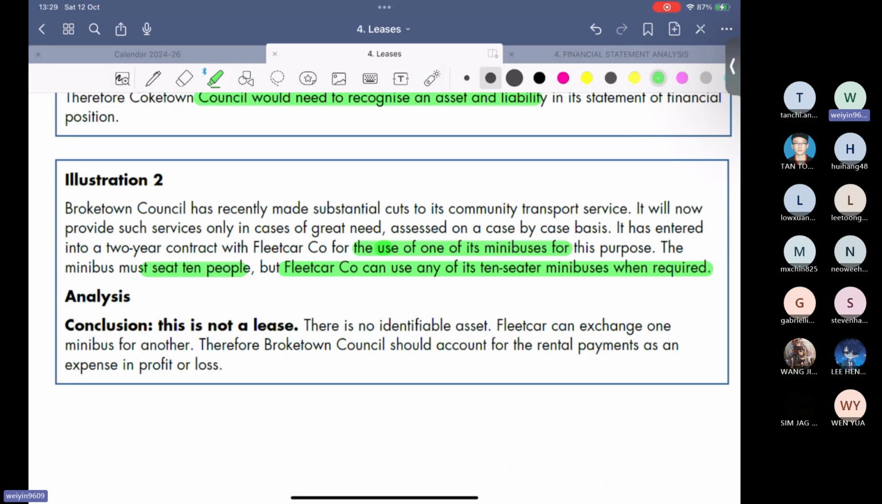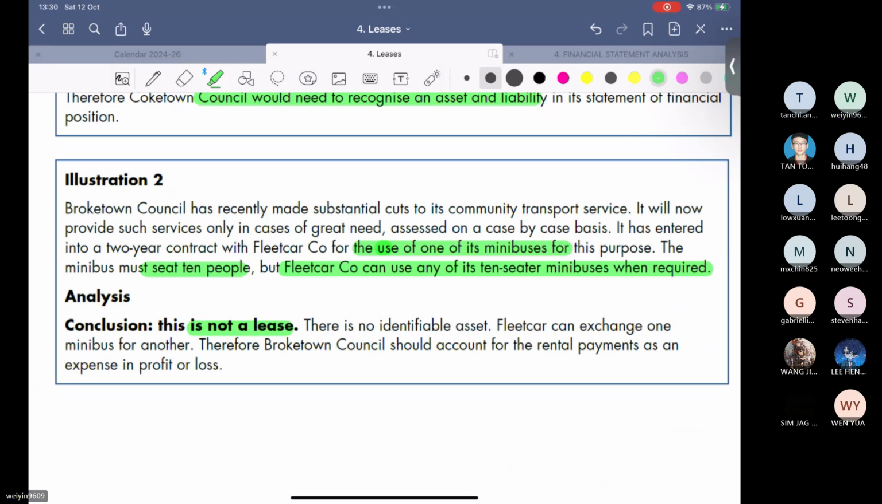So the last sentence basically mentions that it is not an identifiable asset. Because the asset is not identifiable, therefore it is not a lease, where Flitcar can exchange one minibus for another. So this one is just a normal service agreement. A service agreement has nothing to do with a lease agreement.